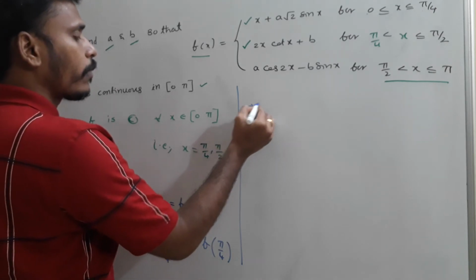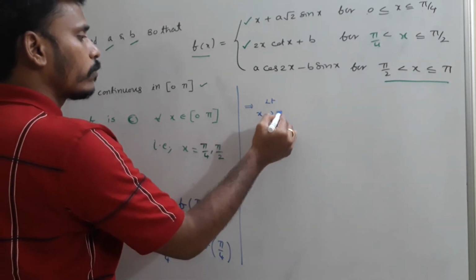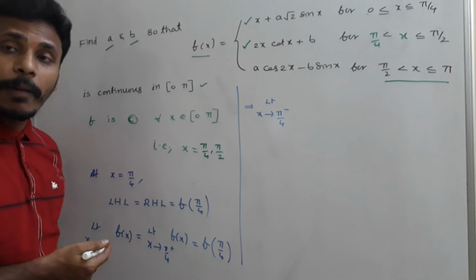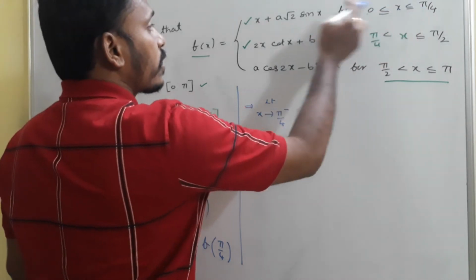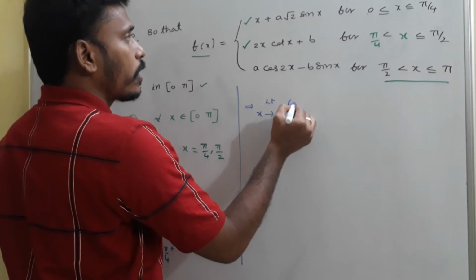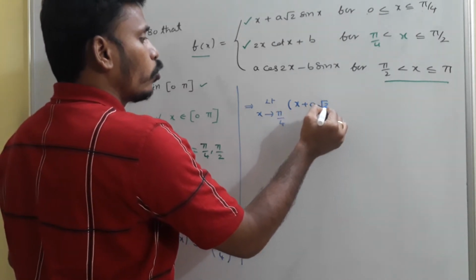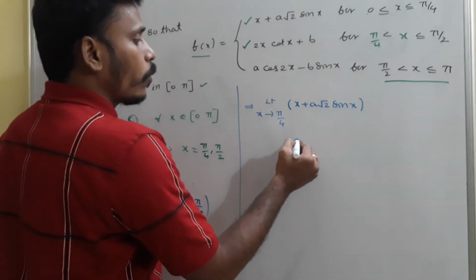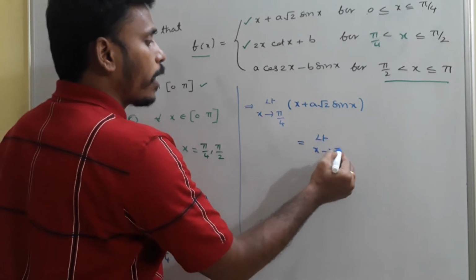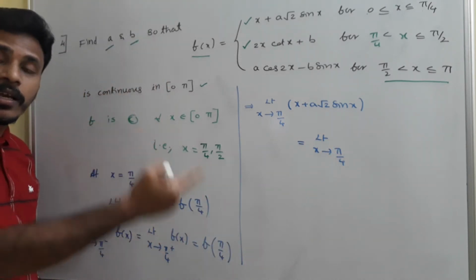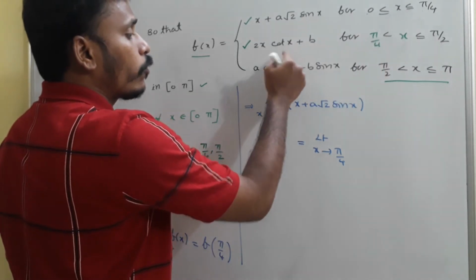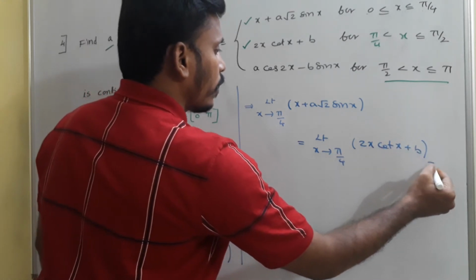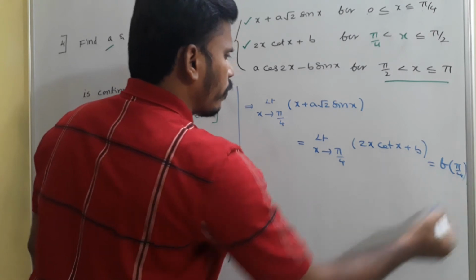That implies limit x tends to pi by 4 minus, what is f of x? X tends to pi by 4 minus, that means x less than pi by 4. So for x less than pi by 4, we need to use this particular definition. What is that? x plus a root 2 sin x. That is equal to limit x tends to pi by 4 plus, in the sense greater than pi by 4. So for x greater than pi by 4, use this second definition. What is it? 2x cot x plus b, which is equal to f of pi by 4.